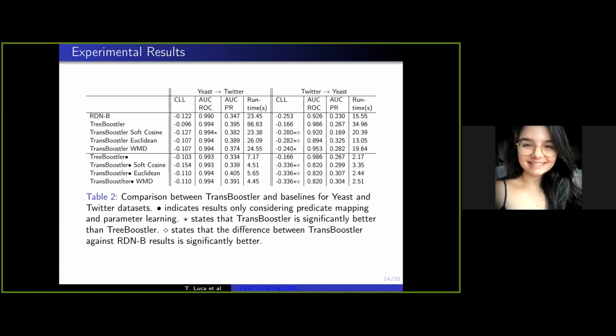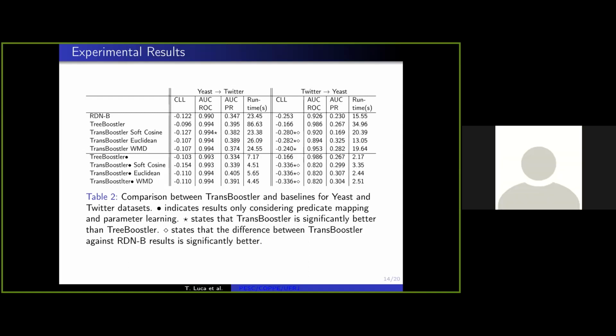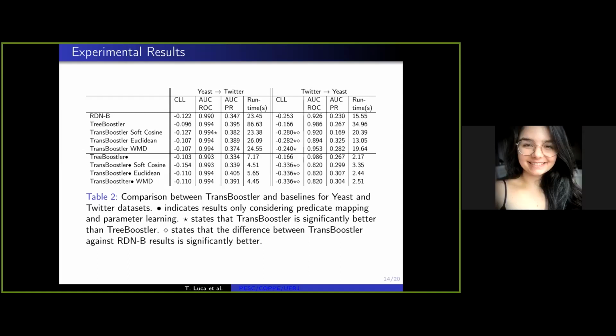When transferring from Twitter to IST, it underperforms for AUC-ROC when using the Euclidean distance, but it outperforms for AUC-PR and underperforms for soft cosine, and also is less time consuming when we are using the Euclidean distance, less consuming than learning from scratch. When we don't apply theory revision, it's significantly better for CLL, but it underperforms for AUC-ROC.